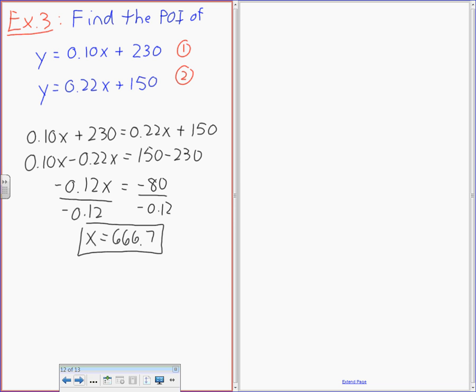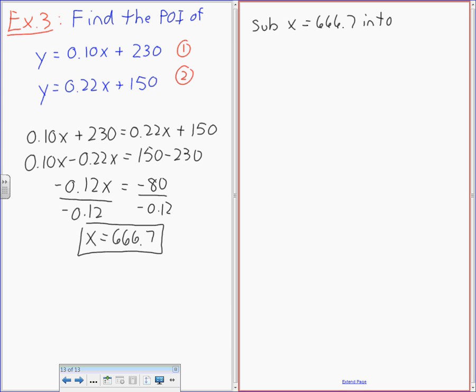All right, Derek, how do I get my y, please? You sub x into one of the equations. Which one's your favorite? y equals 0.10 x plus 2. Great. Either one will work, okay?